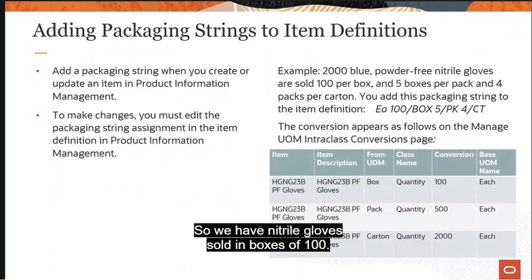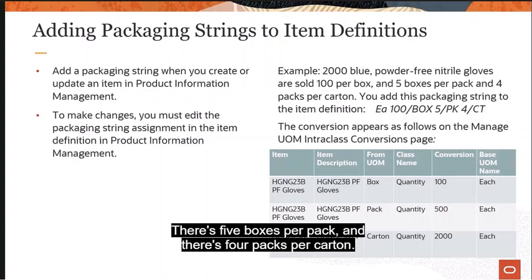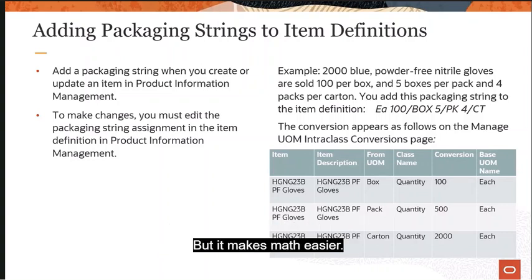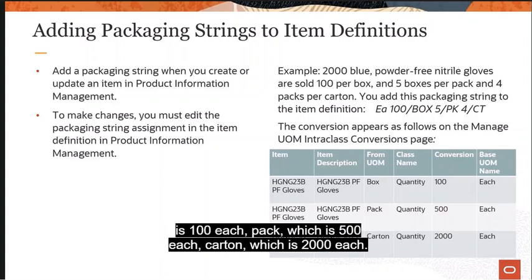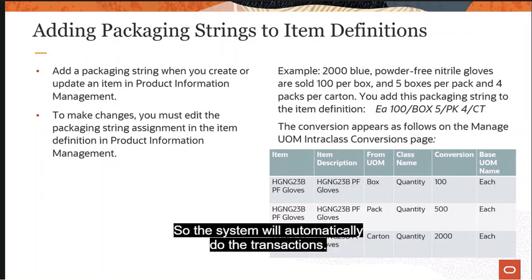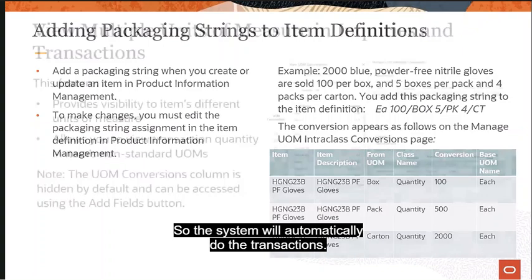Here's an example. So we have nitrile gloves sold in boxes of 100. There's 5 boxes per pack, and there's 4 packs per carton. I think they did that to make the math easier. Generally, when you have boxes, they're even numbers, but not odd, but it makes math easier. So you can do the transaction of a box, which is 100 each, pack, which is 500 each, carton, which is 2,000 each. So the system will automatically do the transactions.